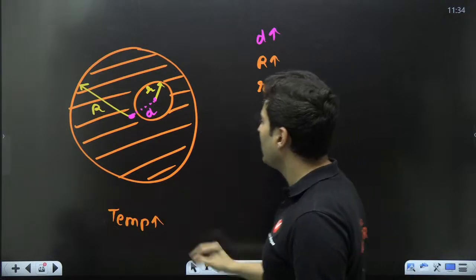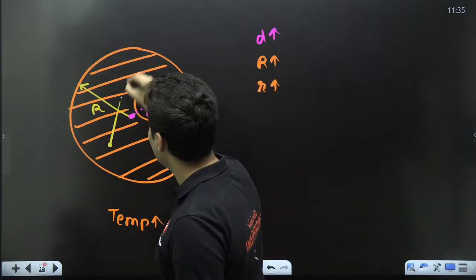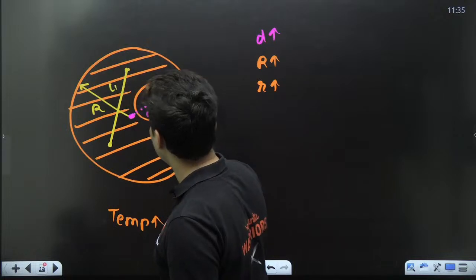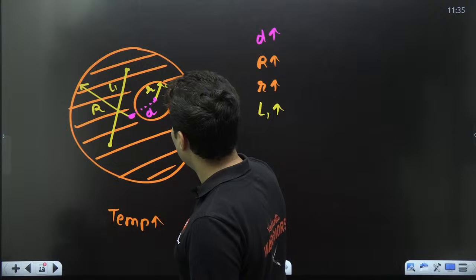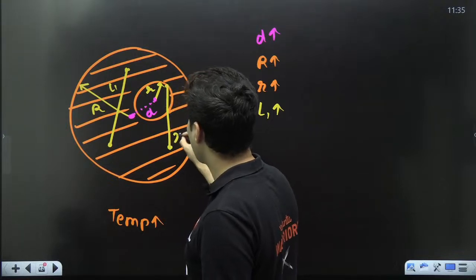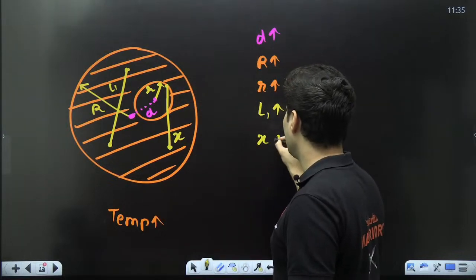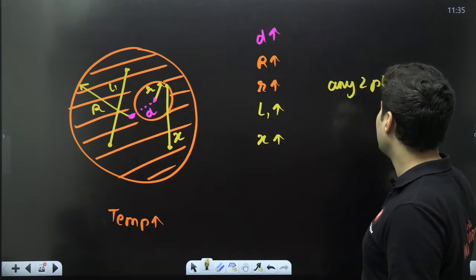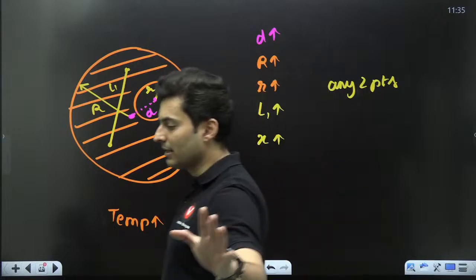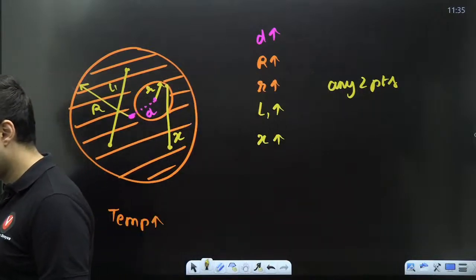In fact, you take any 2 points anywhere. Let's say I call this L1. This length L1 will increase. Let's say I take 1 point here and another point here, and call it X. Even that X will increase. Any 2 points, the distance will increase. It doesn't really matter.